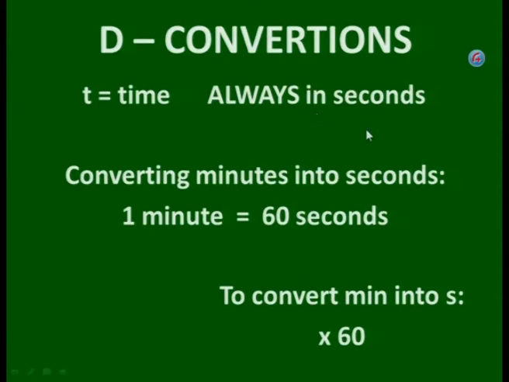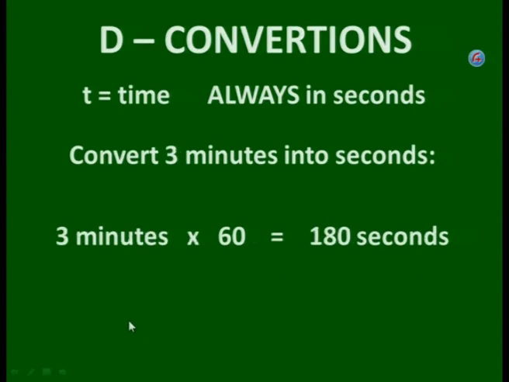But what if you get a question in which the time is given in minutes? Then you need to convert the minutes into seconds. 1 minute is 60 seconds. So to convert minutes into seconds, you need to times by 60. Let's do a quick exercise. Convert 3 minutes into seconds. 3 minutes times 60 would give you 180 seconds.